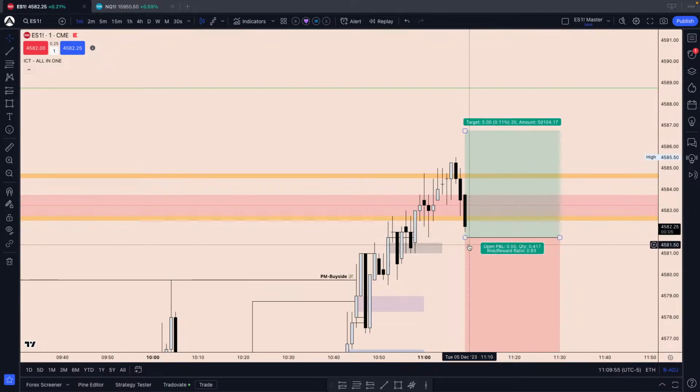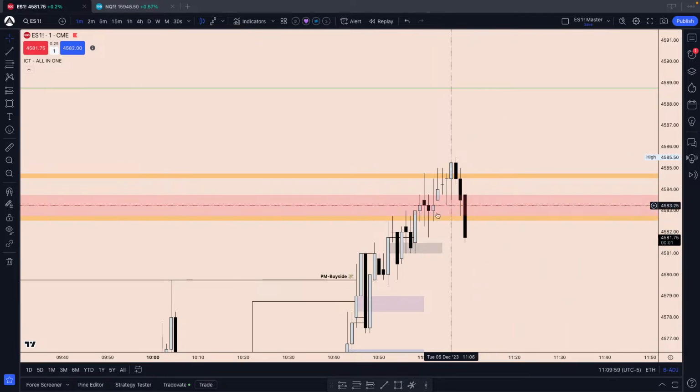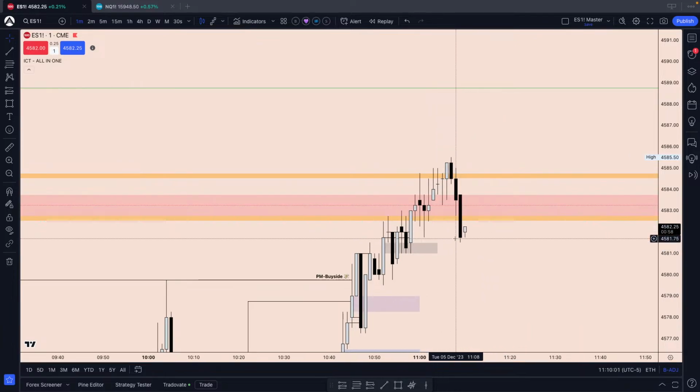$11.09. $11.10. We would have been stopped out at break even. So this way we secured some partials, or some profits actually. Perfect. I like that.